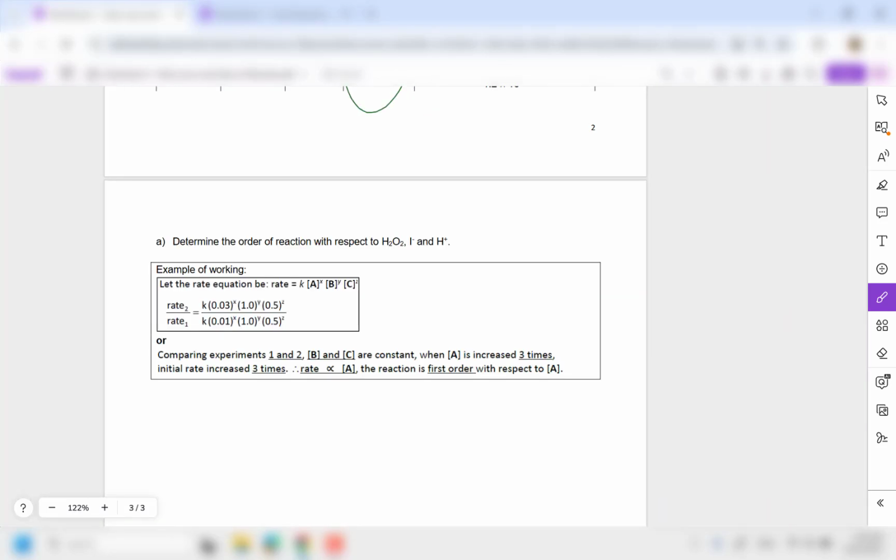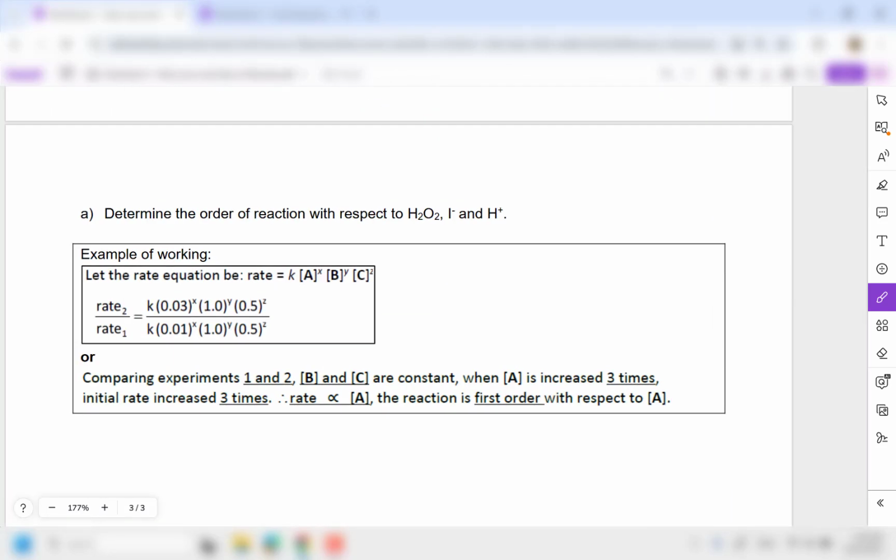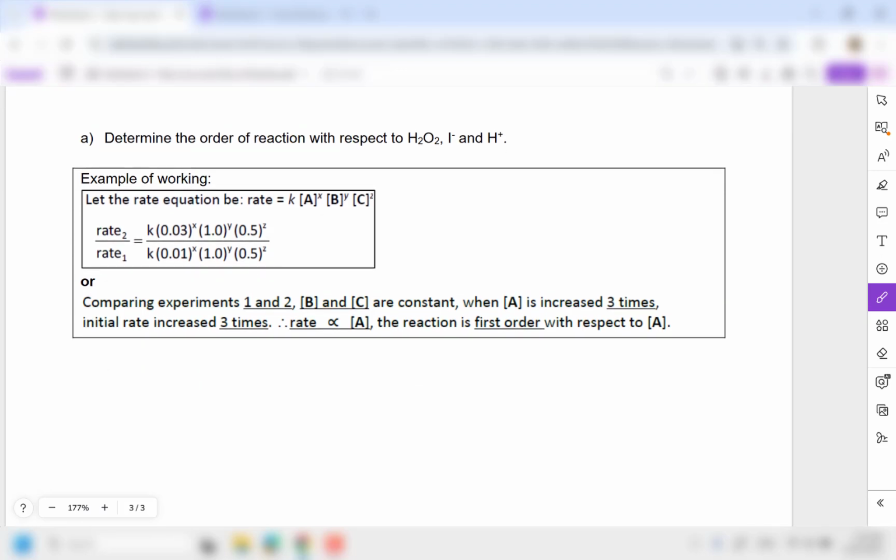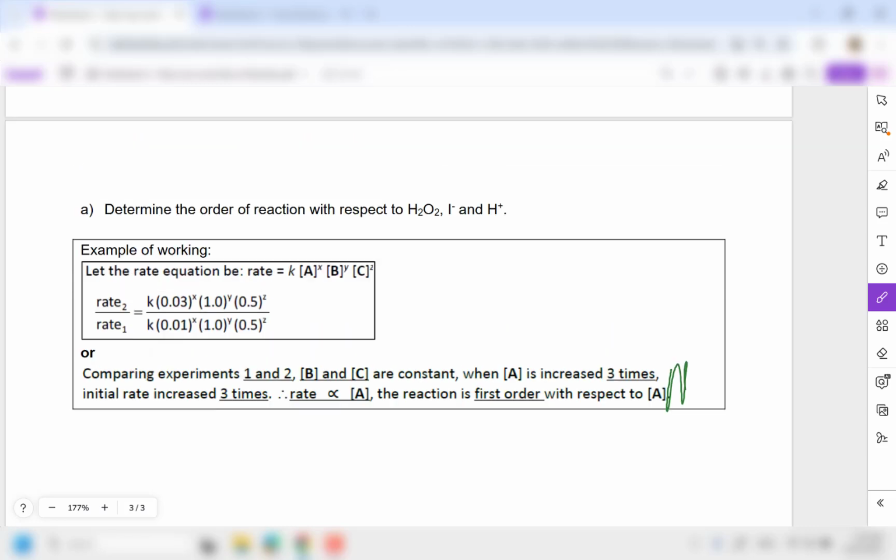Okay, then next, question A, determine the order of reaction with respect to H2O2, I minus, and H plus. So they give a sample for the working here, so I think it is important maybe to follow it this way, especially if you are not very good in writing. So if you use the mathematical approach, it will help you showcase your answer in a clearer manner. The reason is that if you try to write it in a statement format, you may forget to write certain things.